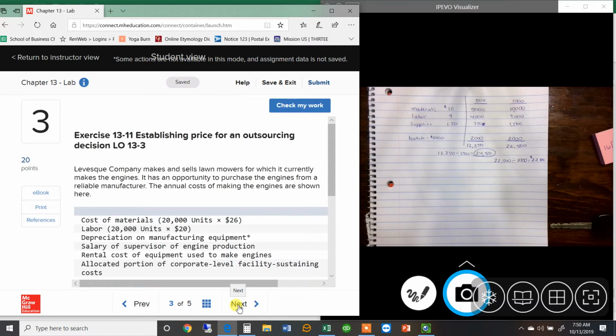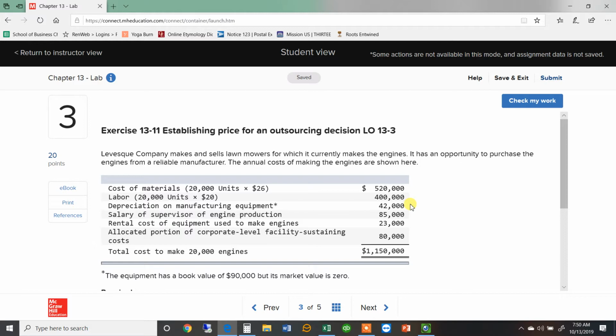Next, number 3. All right, so here I'm trying to decide whether or not I am going to outsource making a product. So let's look at this in full, so that way it's easier to look at. I guess that's a French name.